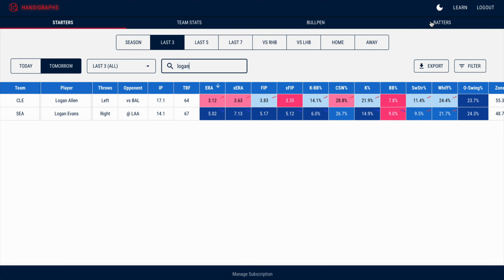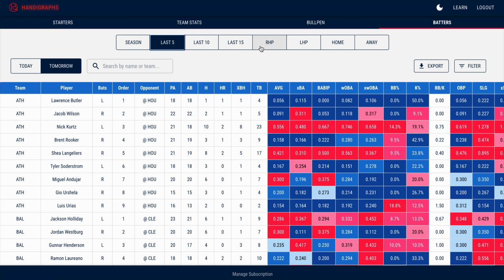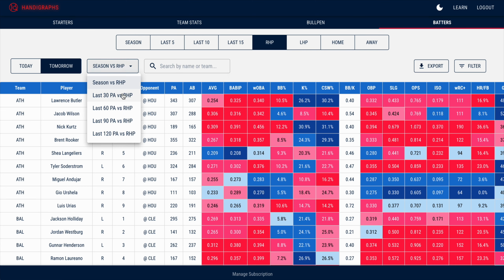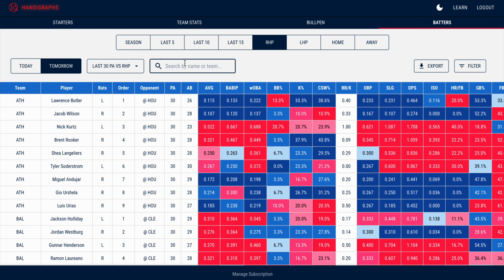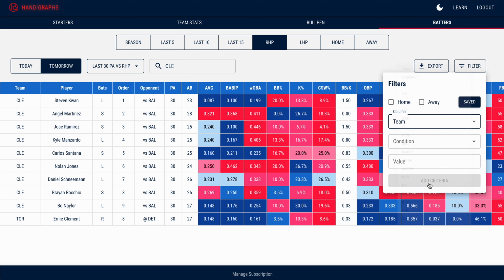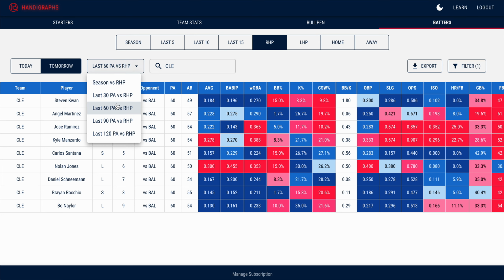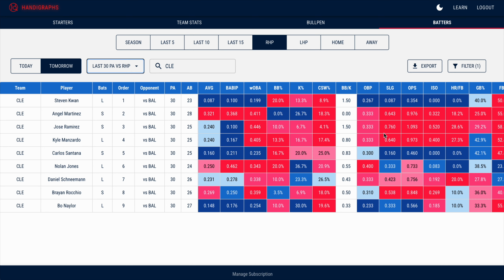From here we're going to go over to batters. I like looking at last 5 games, or at the handedness, last 30, which I think is a good one. Let's take a look at Cleveland over their last 30. I'm going to go to column, then team, then equals. I will do Cleveland, add criteria, apply it. This is the projected batting order for tomorrow, and we're seeing a lot of red. What I like to check on for a team like this is last 60 plate appearances: not great. Last 30, getting a lot better. So right now we have a better pitcher and we have a better hitting lineup at the moment.